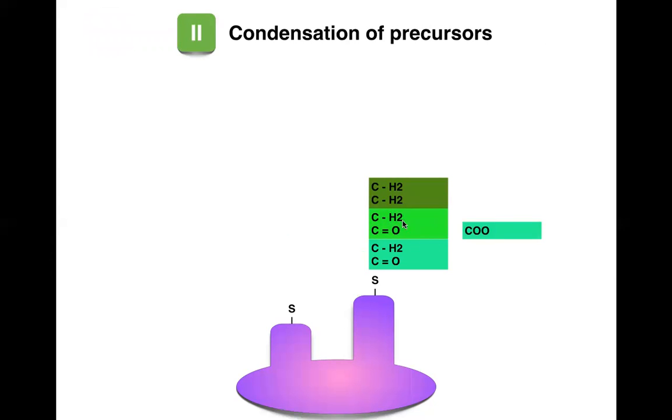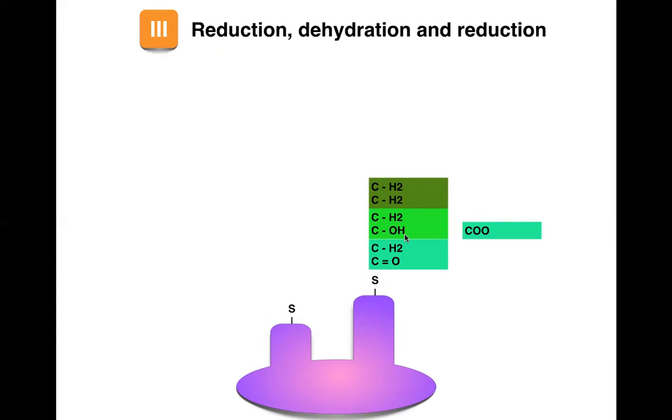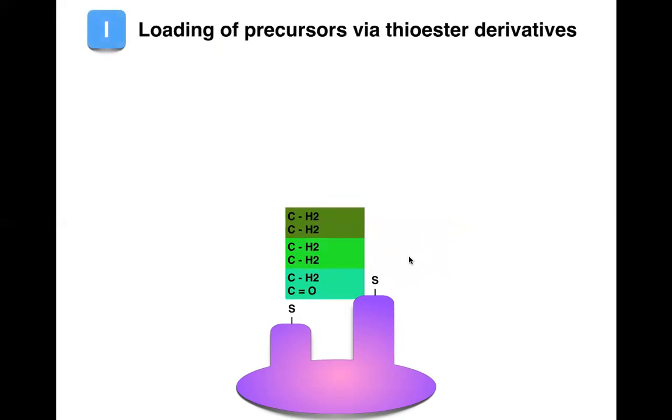Next step is removal of oxygen in what would turn out to be the hydrocarbon tail. So this would involve reduction, dehydration, reduction. So what you have now here is a 6-carbon short chain fatty acid, which means the process has to be repeated again. Short chain fatty acid will be transferred so that ACP can accept another malonyl-CoA.